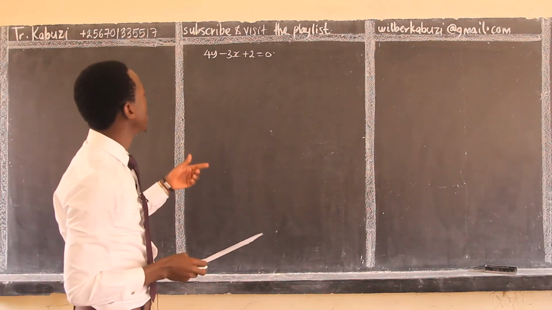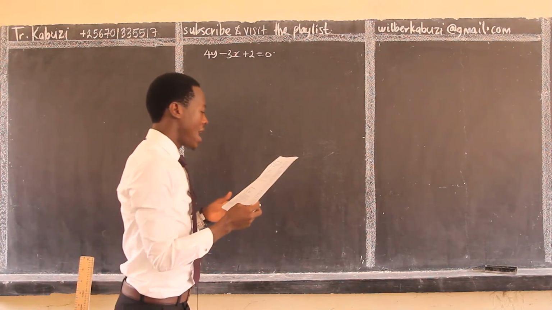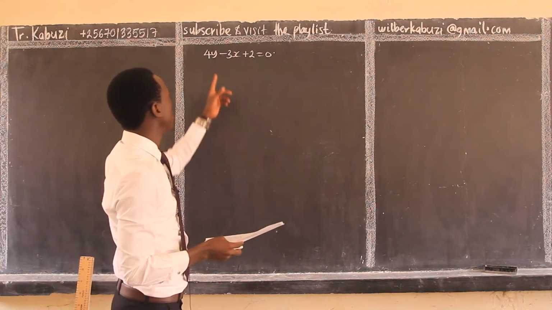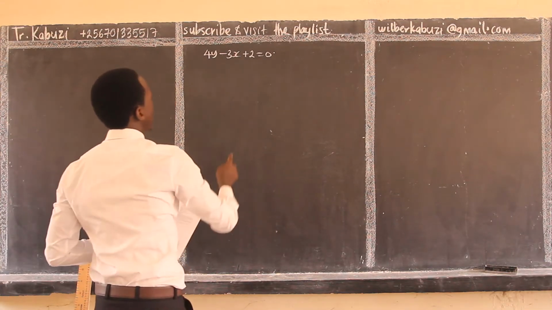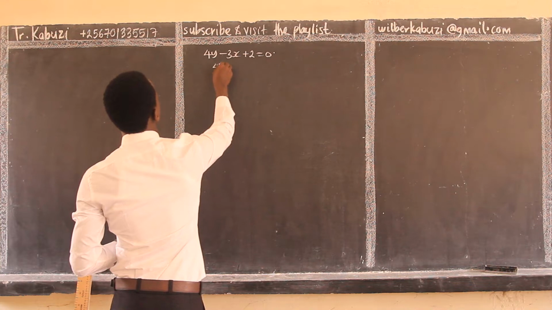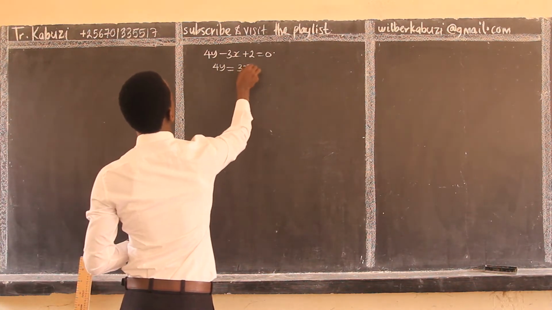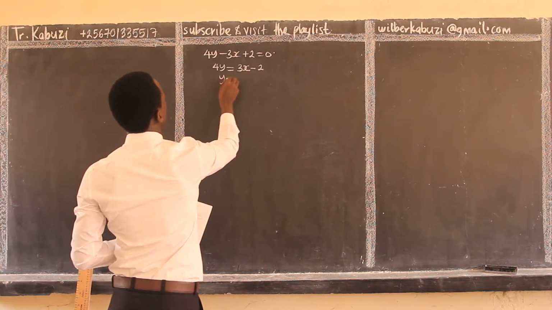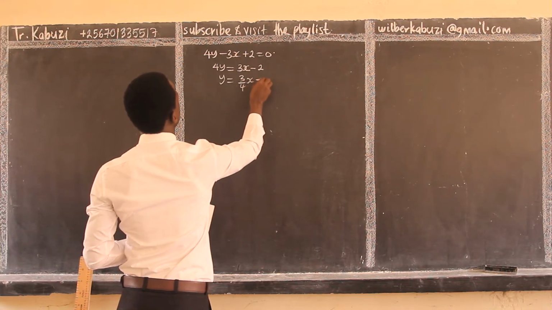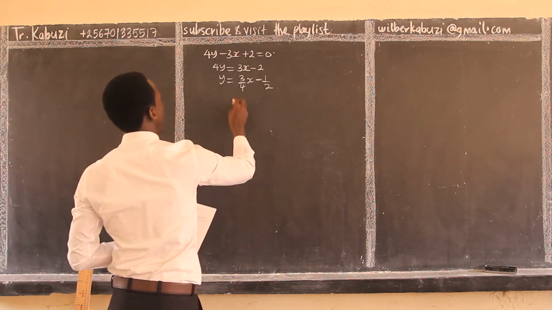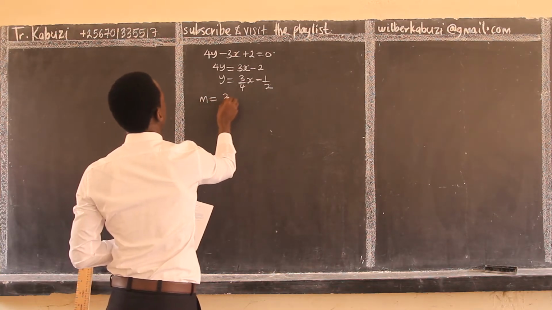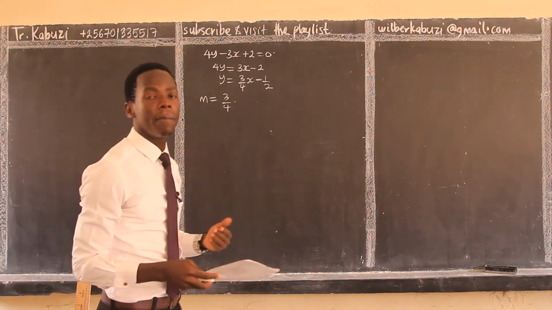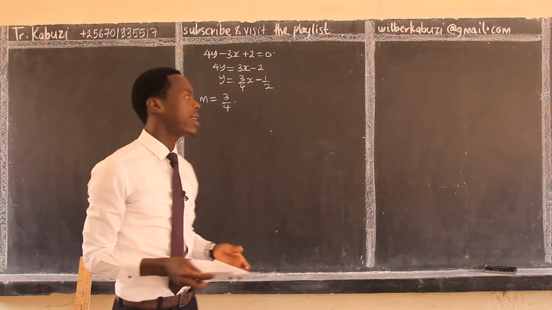Now remember, the second row, they told us, is parallel to this and passes through (8, 5). First of all, if they are parallel, it means that they have the same gradient. So I first need to get the gradient of this. You get the gradient by making y the subject. Take this side, it becomes a positive, it becomes a minus. Divide through by 4: y equals 3 over 4 x minus a half. So you see clearly our gradient m is 3 over 4. Now our second line has the same gradient because they are parallel. Remember we said parallel lines have equal gradients.